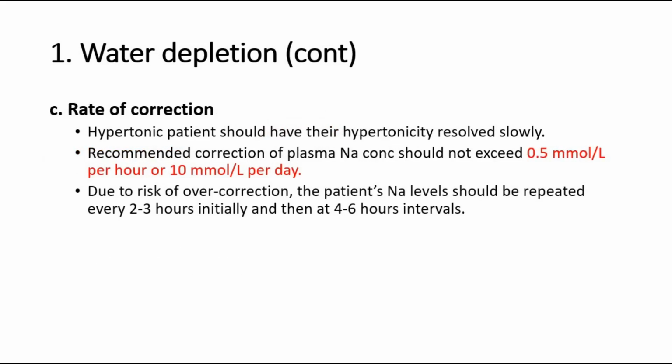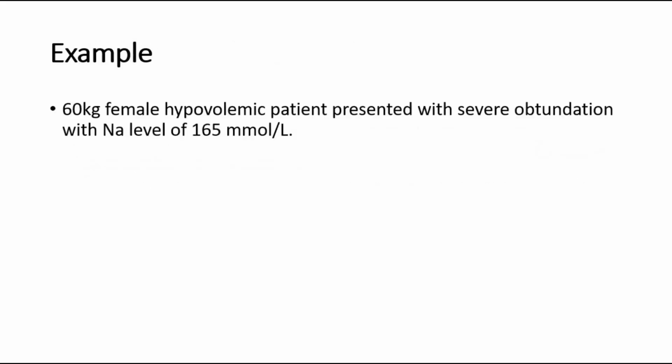Hypertonic patients should have their hypertonicity resolved slowly. Recommended correction of plasma sodium concentration should not exceed 0.5 millimole per liter per hour, or 10 millimole per liter per day. Due to risk of overcorrection, the patient's sodium levels should be repeated every 2 to 3 hours initially, and then at 4 to 6 hour intervals. Okay, after going through those formulas, let's try to see this example scenario.